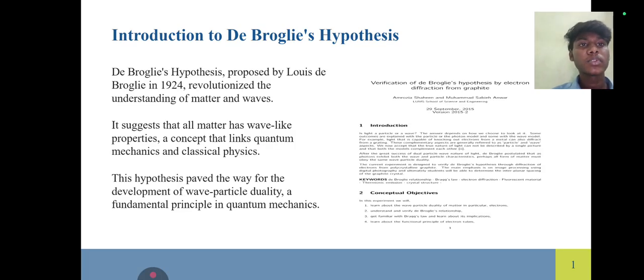De Broglie's hypothesis, proposed by Louis de Broglie in 1924, revolutionized the understanding of matter and waves. It suggests that all matter has wave-like properties, a concept that links quantum mechanics and classical physics. This hypothesis paved the way for the development of wave-particle duality, a fundamental principle in quantum mechanics.